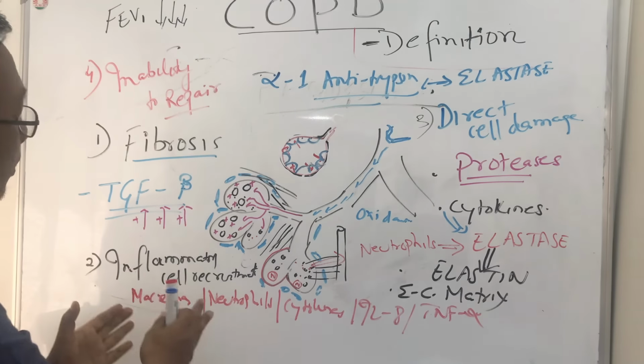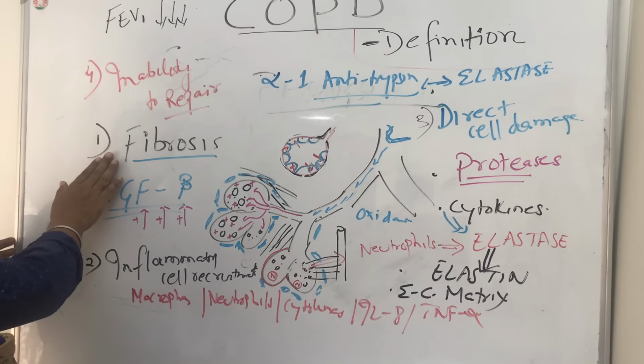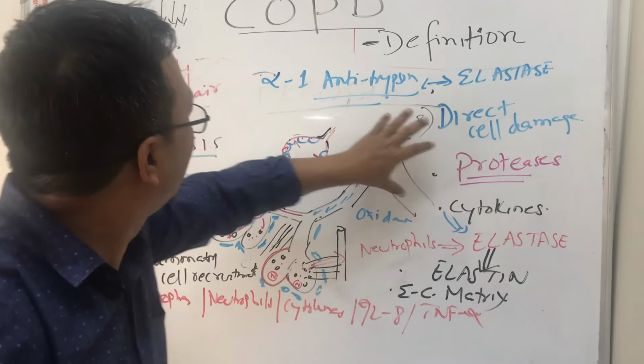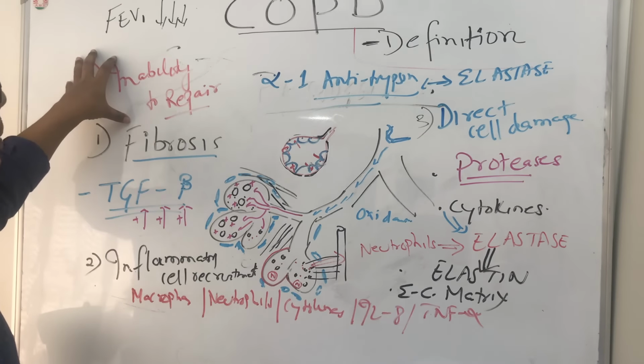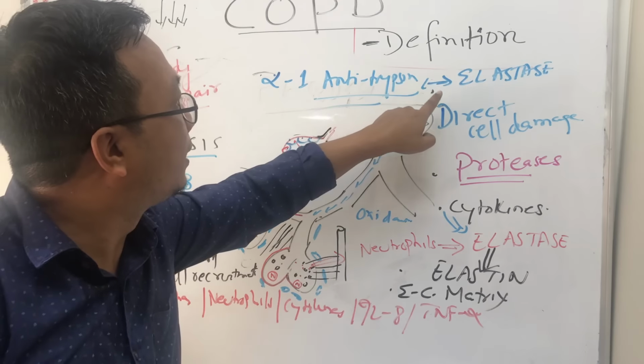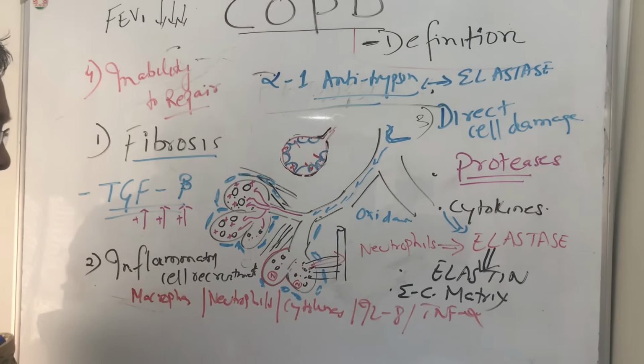And these are the 4 pathogenesis. When you write pathogenesis for COPD, you have to write fibrosis, then inflammatory cell recruitment, then direct cell damage, and number 4 is inability to repair because of the loss of balance of alpha-1 antitrypsin and elastase. Okay, so that comes in the pathogenesis. Now we'll go for pathology.